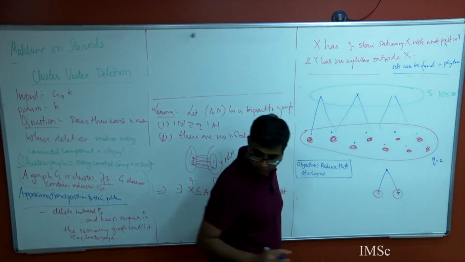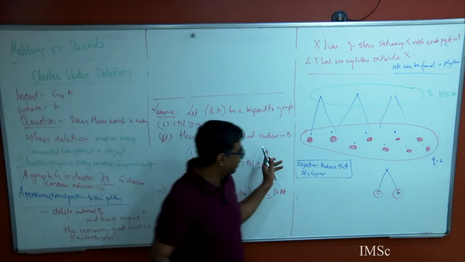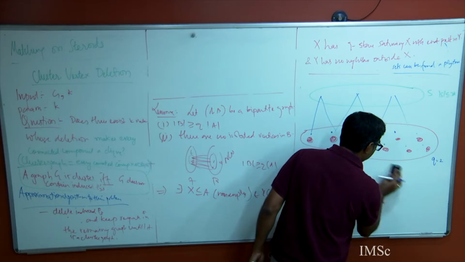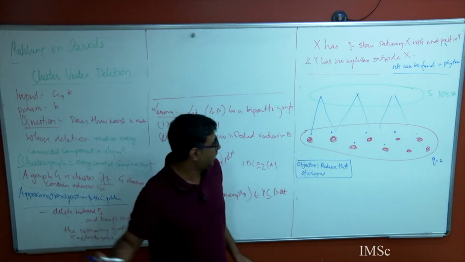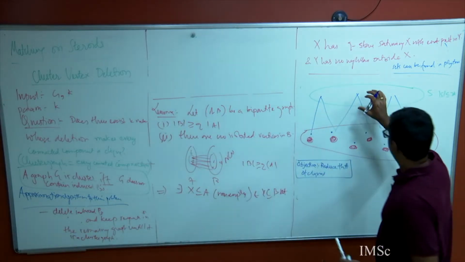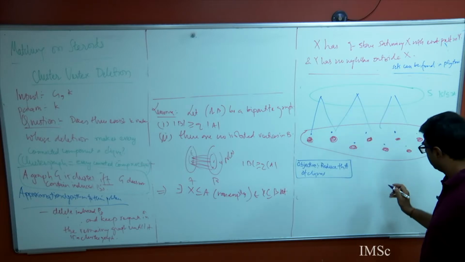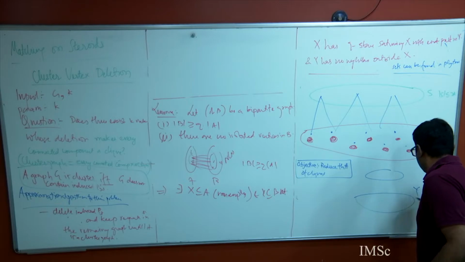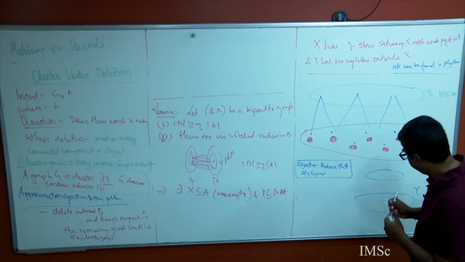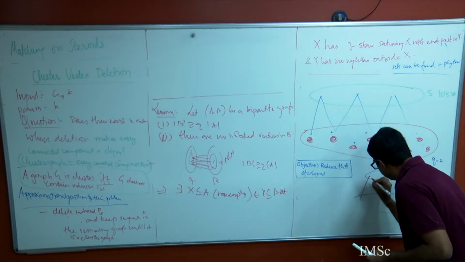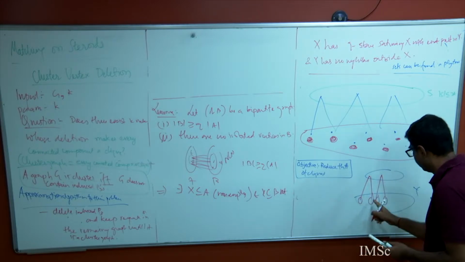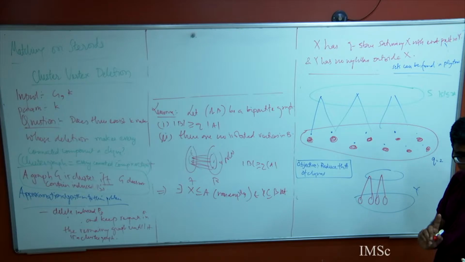Okay? So now if the number of components is more than 6k or whatever this number is, what will happen? Then we will get an X here and a Y here, and what is the property? Every vertex in X, okay, they could be adjacent to other people too, I am not saying that.